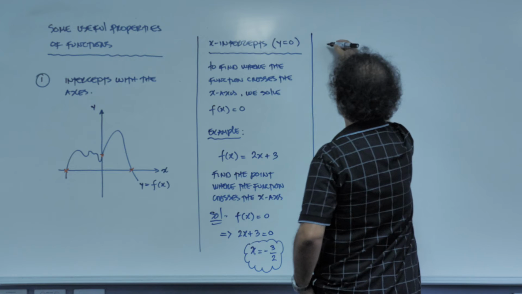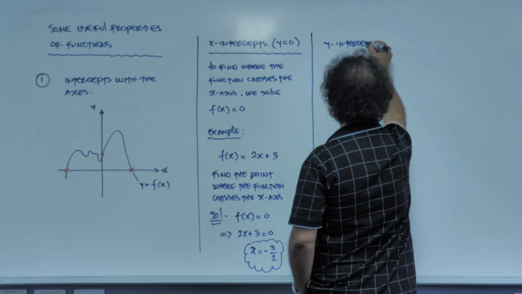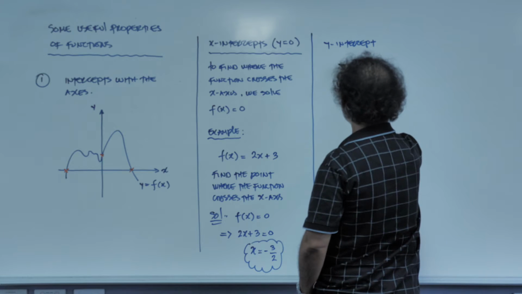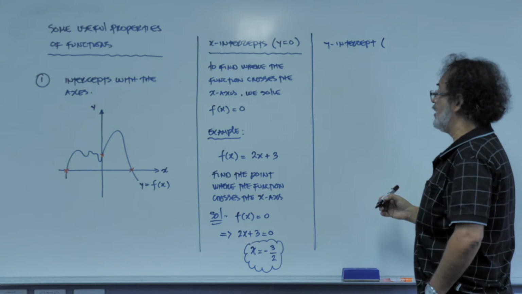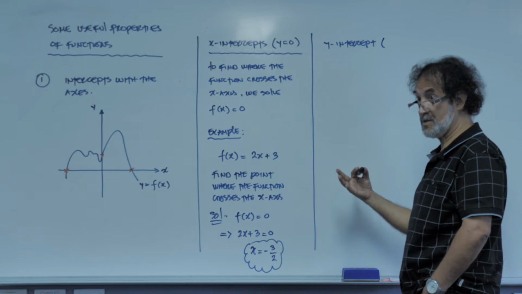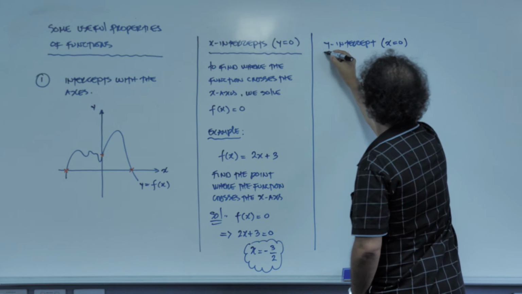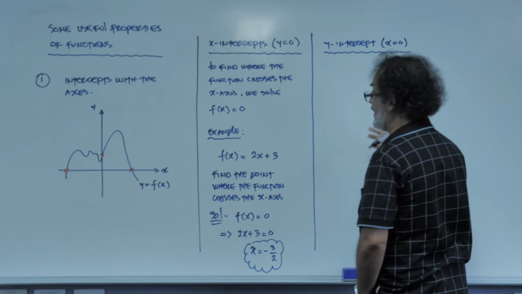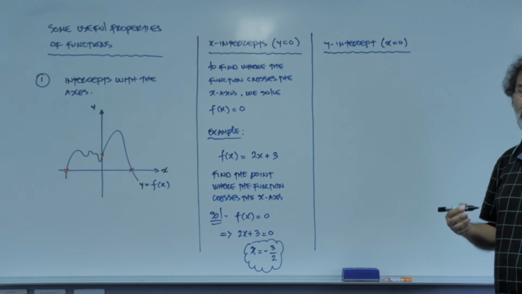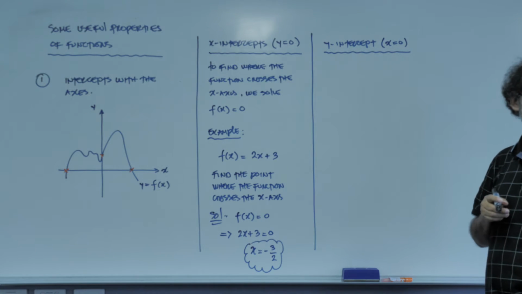Okay, y-intercept. For the y-intercept, we do exactly the opposite. So we're going to make x equal 0. And that is always, well, most of the time, possible.